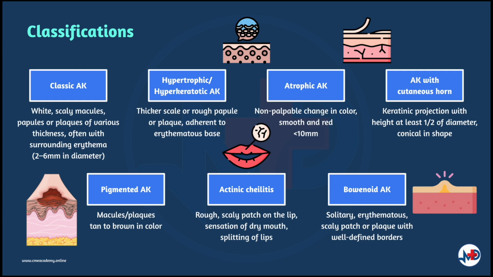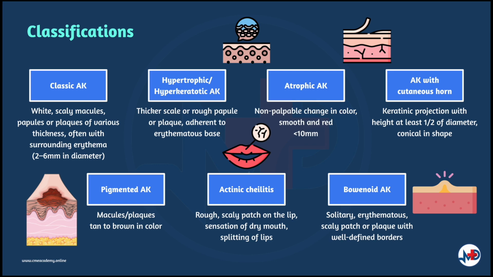Classic AK is white with scaly macule or papule. It can be plaques of various thickness and often with surrounding erythema that's about 2 to 6 millimeters in diameter. Hypertrophic AK is also known as hyperkeratotic AK. It has thicker scales, rough papules or plugs that are adherent to an erythematous base. Atrophic AK is often less than 10 millimeters, smooth and not palpable, but there will be change in color, such as redness. If a lesion has a conical shaped keratin projection with height of at least half a diameter, it is known as actinic keratosis with cutaneous horns.